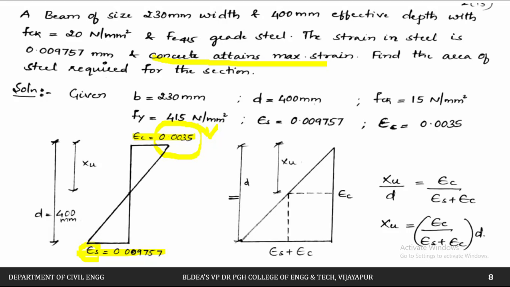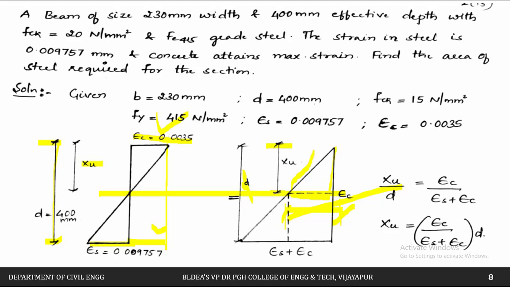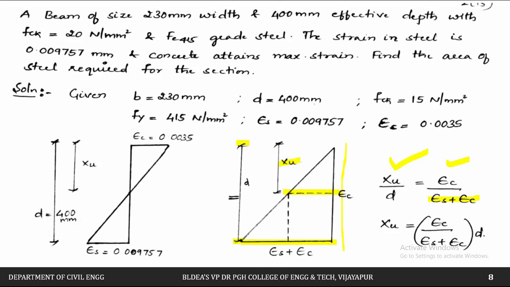So we will take similar triangles. If you draw the simplified diagram, this is Xu, and this is the total effective depth D. Epsilon C is 0.0035 at the top, and dropping it downwards, this value is 0.0035 and this value is 0.009757. Based on similar triangles, we can write Xu divided by D is equal to epsilon C divided by epsilon S plus epsilon C. If you cross multiply, you will get Xu is equal to epsilon C divided by epsilon S plus epsilon C, multiplied by D.